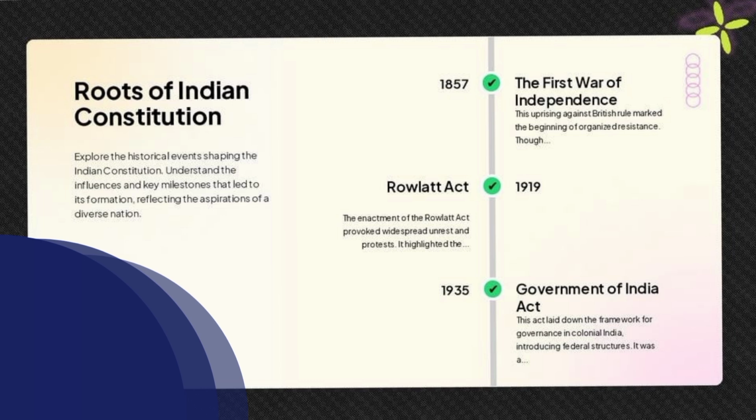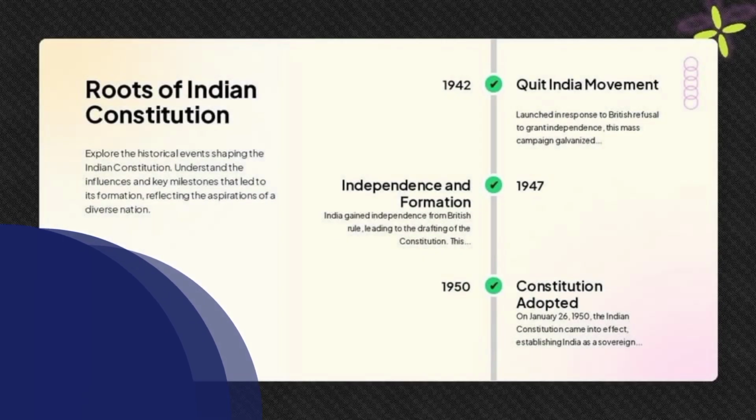Then in 1935, the Government of India Act. This act laid down the framework of governance in colonial India, introducing federal structures. Then in 1942, the Quit India movement was launched in response to British refusal to grant independence. This mass campaign galvanized national support.